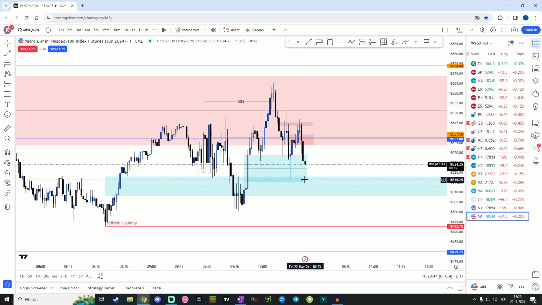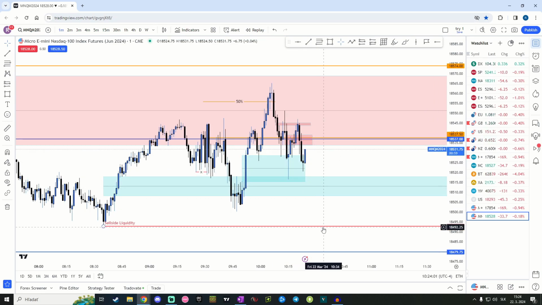So ES made a new lower low. It took out this low. Not really that much strong movement. So let's see if we could see the market drop to this sell side liquidity.